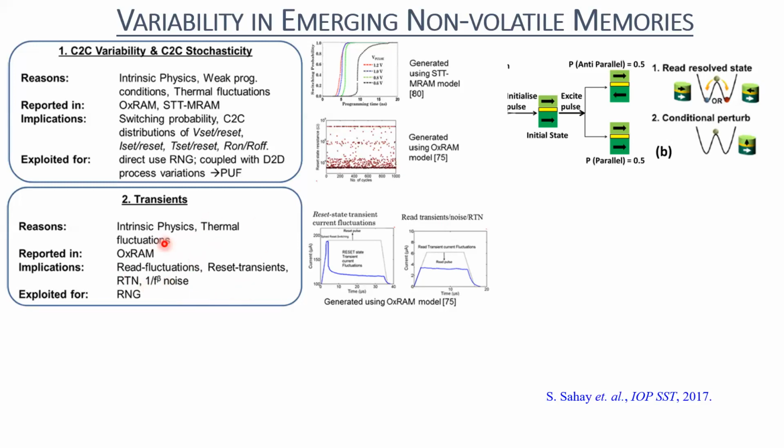And what can this noise be used for? This can definitely be used for random number generators, RNG, because noise doesn't have any correlation with the device under consideration. So it can be used for RNG.